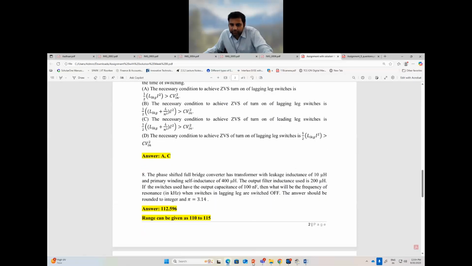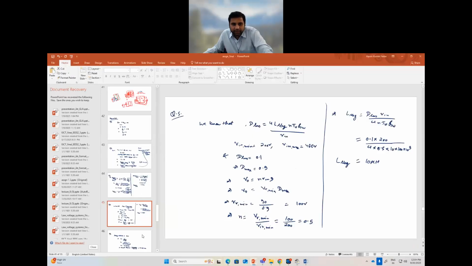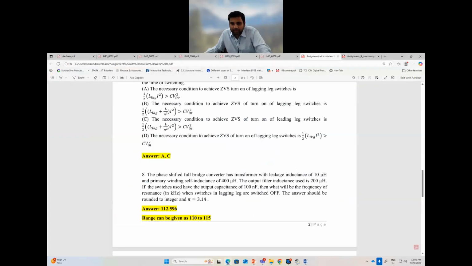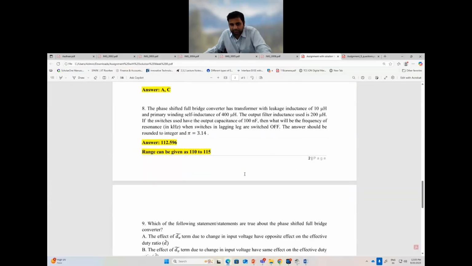Then question number 8, which I have already discussed in the last class. We have to calculate the resonant frequency when the lagging switch is turning off. That means omega 1 is equal to 1 by under root 2 L leakage C. For L leakage we have to take 10 microhenry, not the other inductance, only the L leakage inductance. When we put this value, we get omega 1, and the resonant frequency in kilohertz, divided by 2 pi, comes to 112.597 kilohertz. We have given a range. If the answer is in this range, it will be correct.